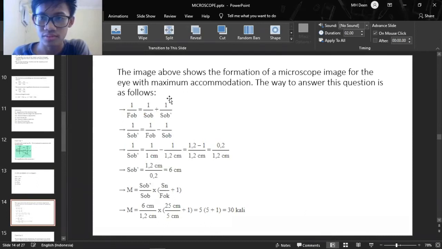The image above shows the formation of a microscope image for the eye with maximum accommodation. The way to answer this question is as follows. So the conclusion of this calculation, we know the magnification, or M, is 30 times.